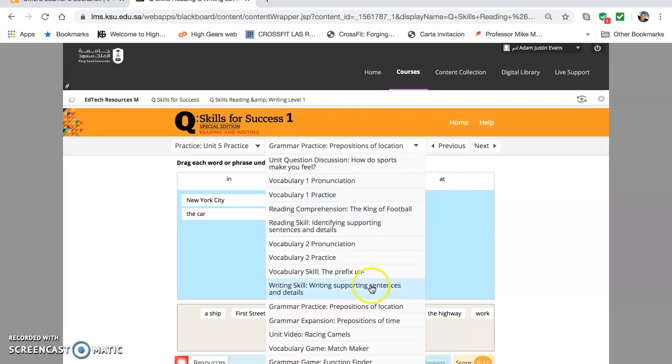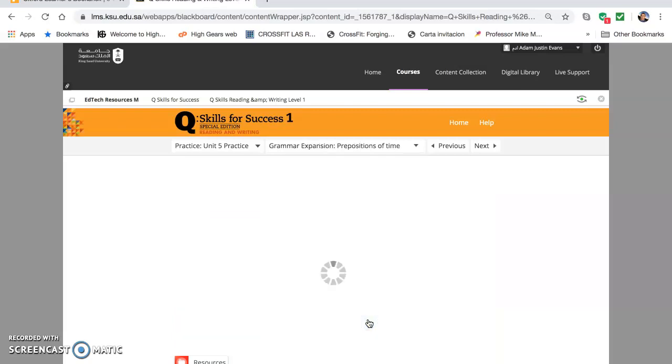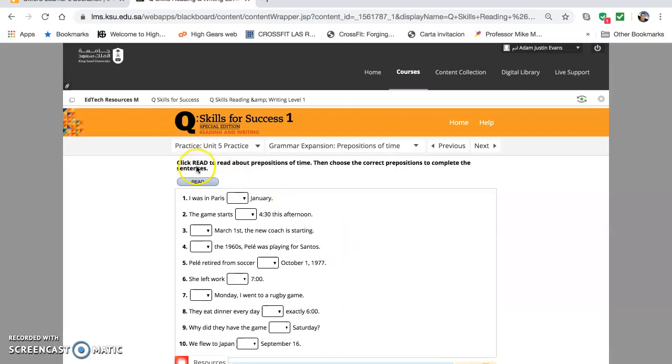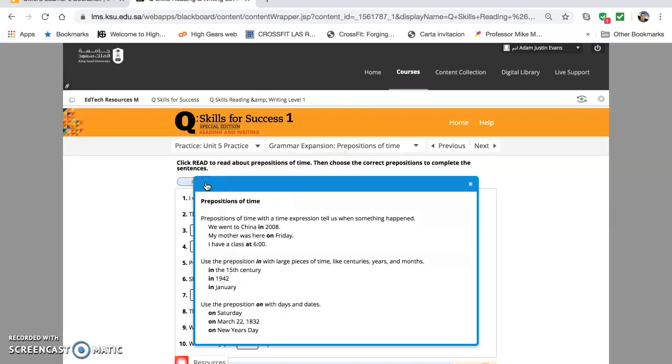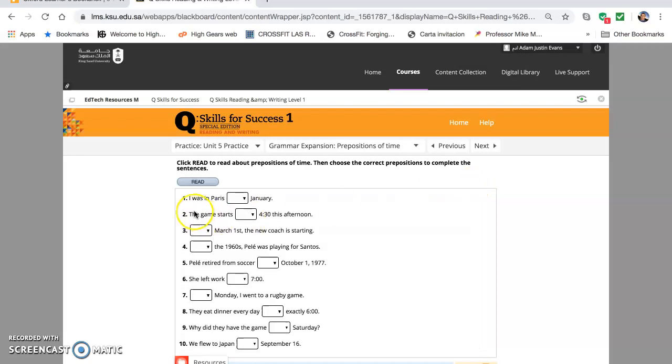And finally, we're going to look at prepositions of time. So it's at, on, and in. If you need to know more, you can press this button and read more to remind you. And then, is it I was in Paris in, at, or on yesterday? Oh, sorry, in January. You can check your answers at the bottom.